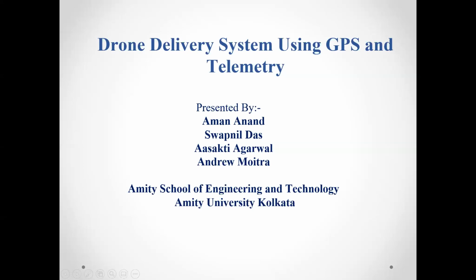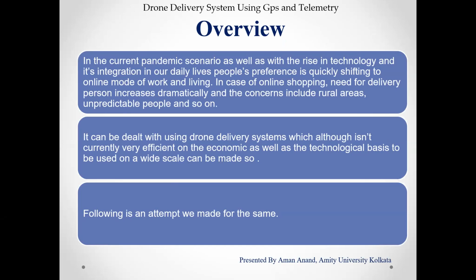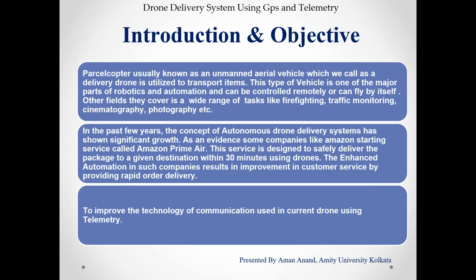So this type of delivery demand that we have seen in the last 1.5 years for online products is not doing really well. So there is an attempt that we can use a drone delivery system to overcome this type of problem. And the drone delivery system that we are currently using is not that economic. So our attempt is to make this technology more efficient and more productive. As we all know, a copter or drone is generally used for drone delivery systems to transfer packages from one place to another. This type of vehicle is a part of robotics and automation and can be controlled remotely and can fly by itself.